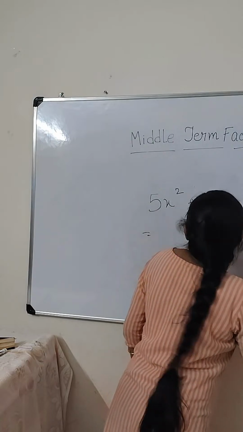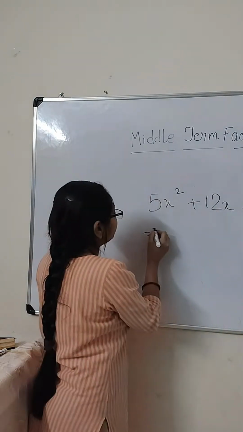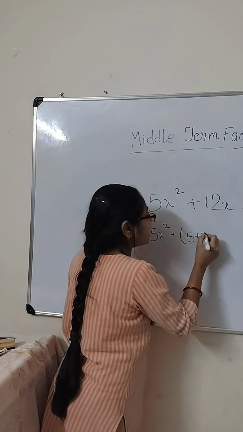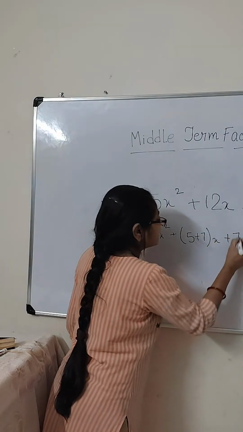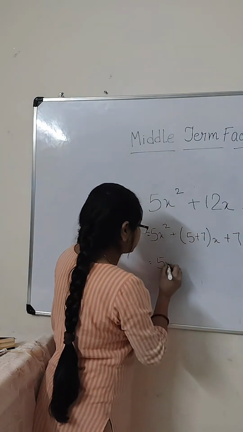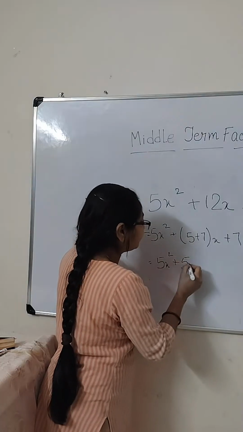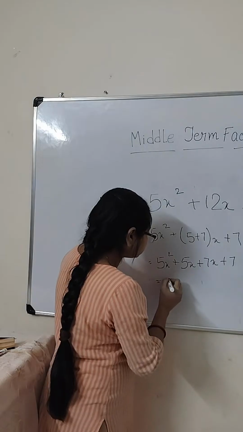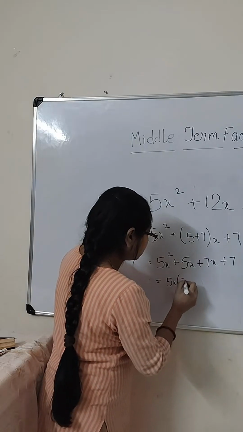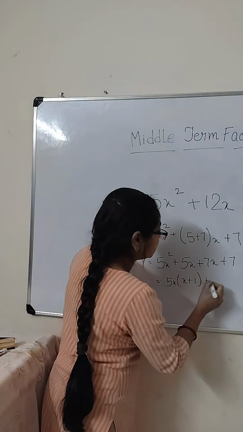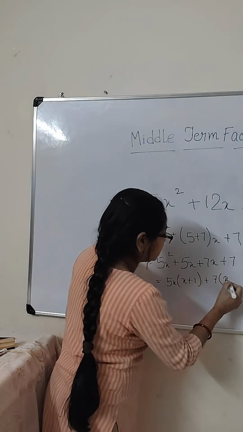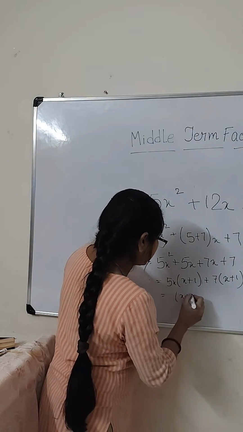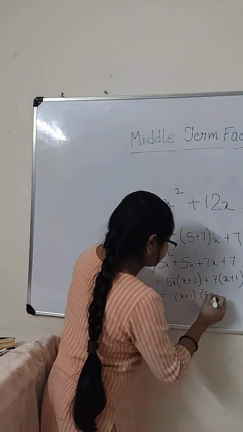5 plus 7 becomes 12. So 5x square plus 5x plus 7x plus 7. 5x square plus, remove the bracket. x plus 1 and 5x plus 7.